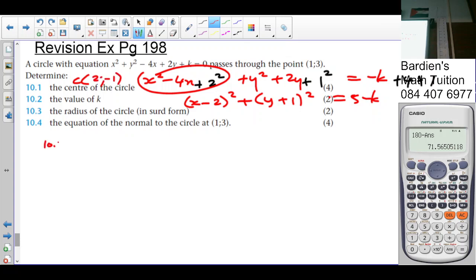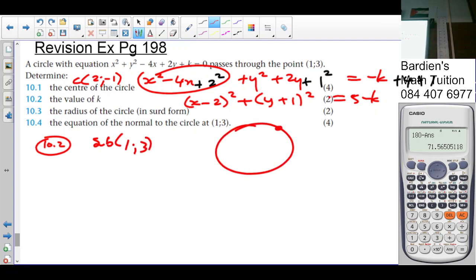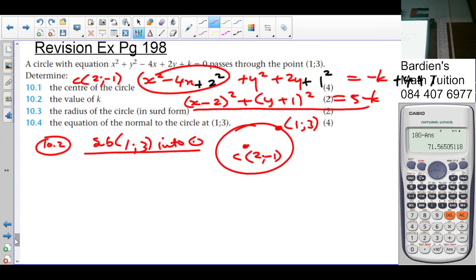Right, let's go to 10.2. The value of k. The circle with center passes through the point. Determine k. So what we'll do is we'll substitute 1 and 3. Remember, if it's lying on the circumference of the circle, it's going to be an x and a y value. The center here, of course, is (2; minus 1) for C. So I'm going to substitute that point into the circle.